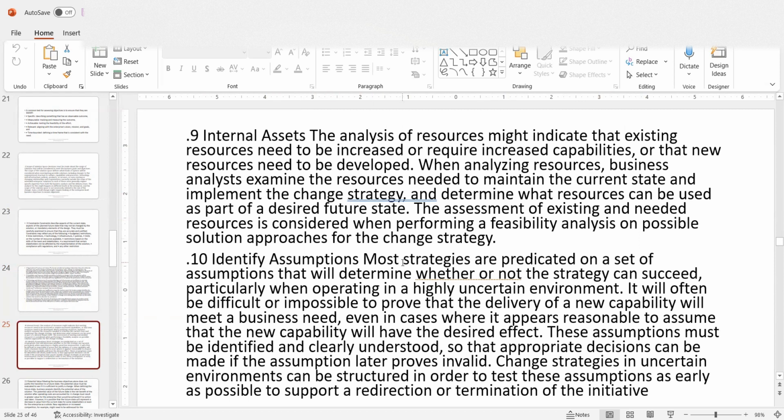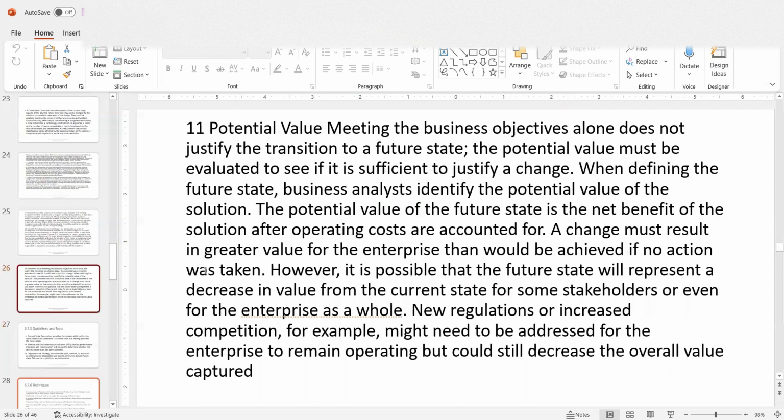Identify assumptions. Most strategies are predicated on a set of assumptions that will determine whether or not the strategy can succeed, particularly when operating in a highly uncertain environment. Potential value meeting the business objectives alone does not justify the transition to a future state. The potential value must be evaluated to see if it is sufficient to justify a change.